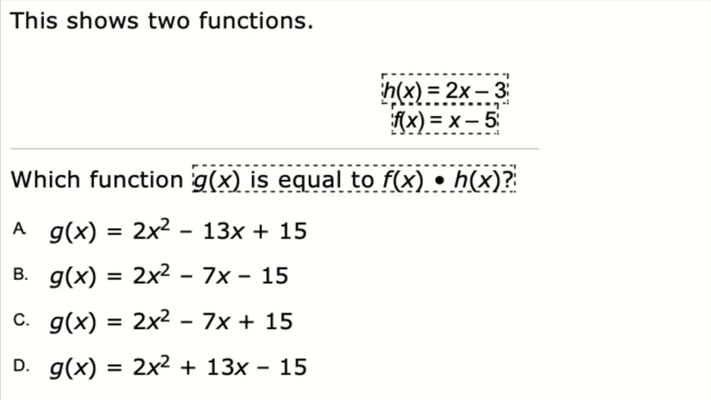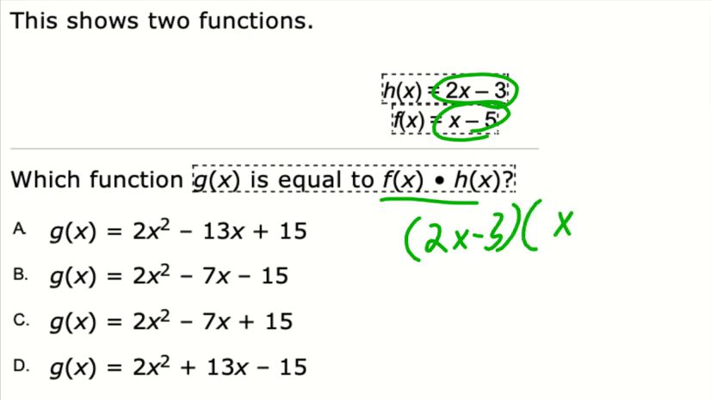Oliver? A is correct. All right, so we're multiplying. We got to multiply this whole thing times this whole thing. Basically what we're doing is putting it in parentheses. And that means we got FOIL.